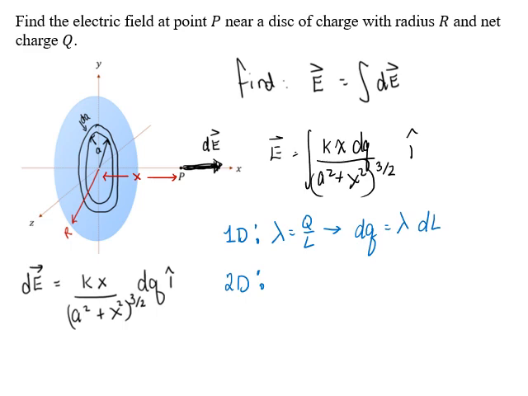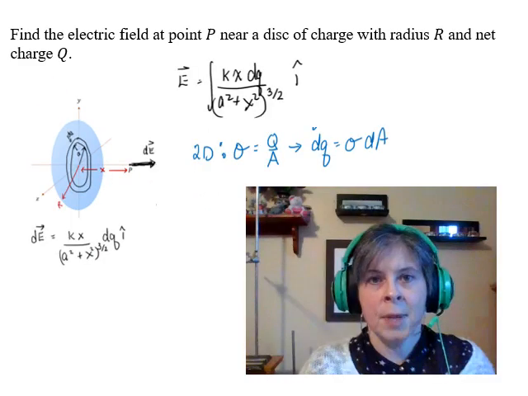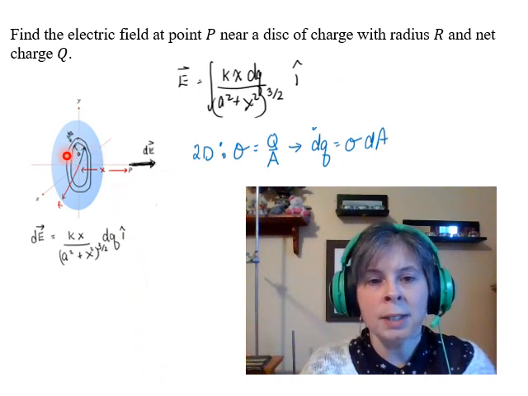So let's recall what we're supposed to do in two dimensions. In two dimensions, we use area charge density. That has a symbol of sigma, and it's the net charge divided by the net area. It has units of coulombs over meters squared. So the amount of charge on this little ring is going to be the charge density sigma times the little bit of area, dA. Now what we have to do is figure out what is dA, the area of this ring.